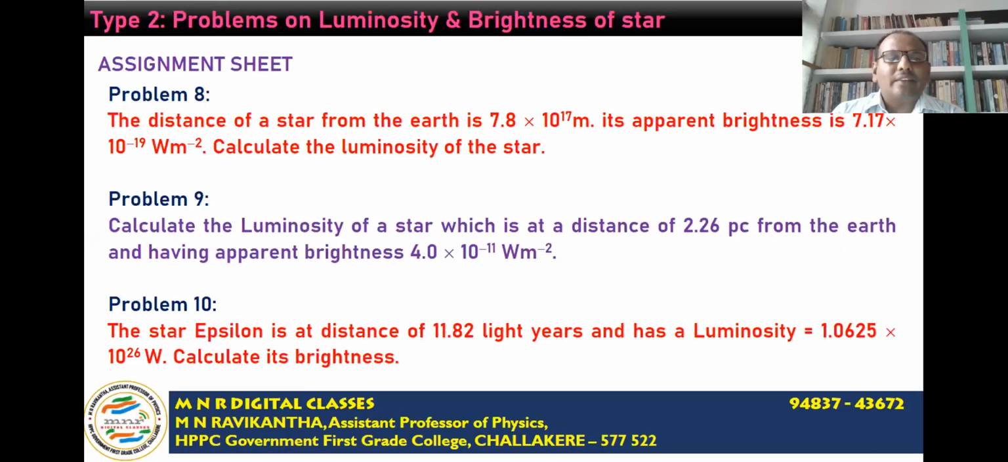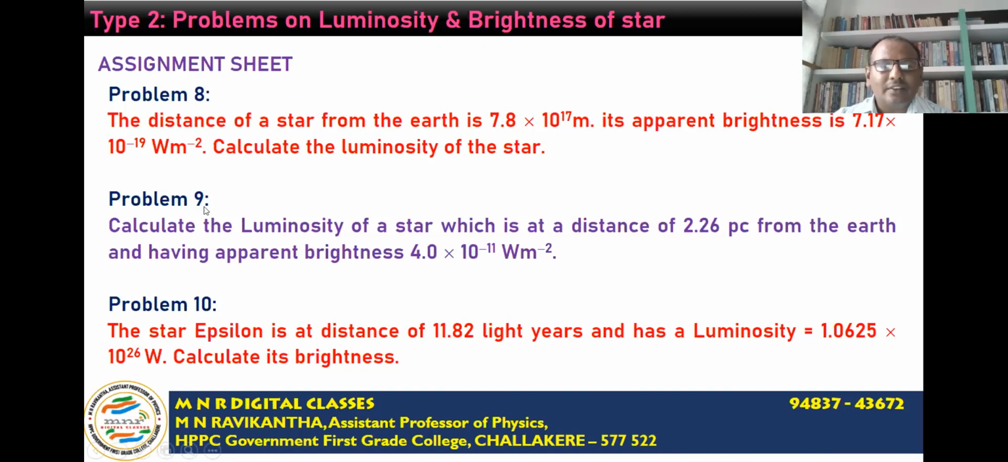Now we have three problems as assignment. The first problem is the distance of a star from the earth is 7.8 into 10 to the power of 17 kilometers. Its apparent brightness is 7.7 into 10 to the power of minus 19 watts per meter square. Calculate the luminosity of the star. Distance is given in meters, brightness is given in SI units. So calculate the luminosity using the relation.